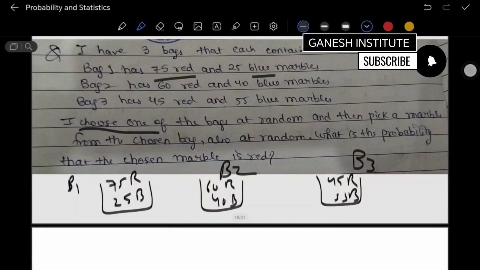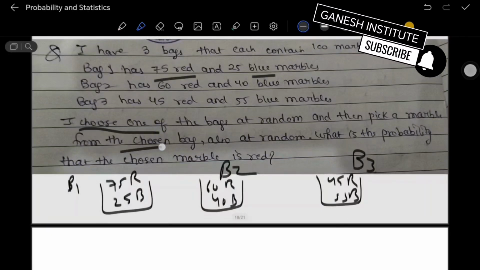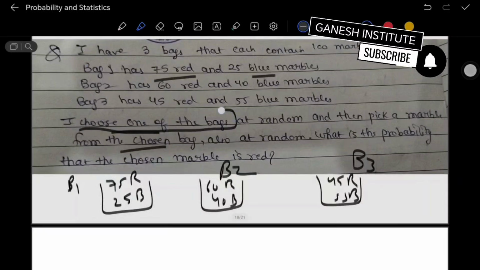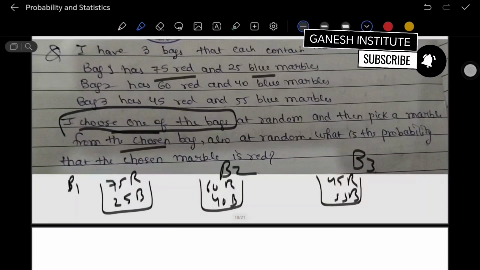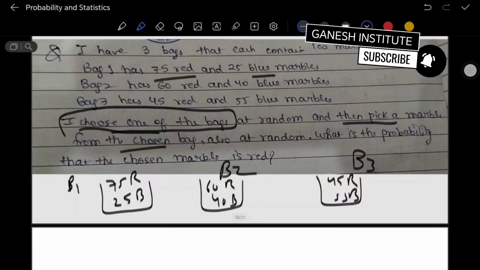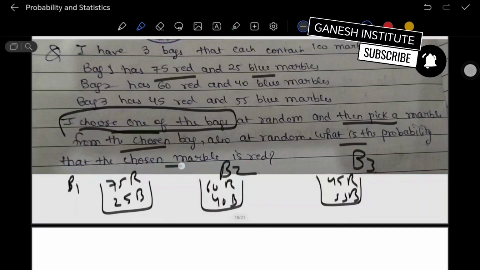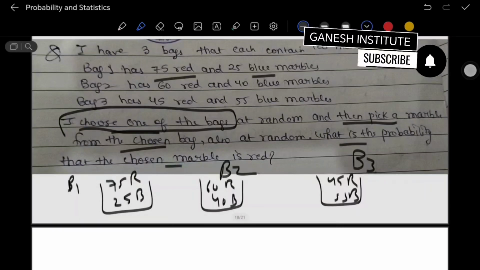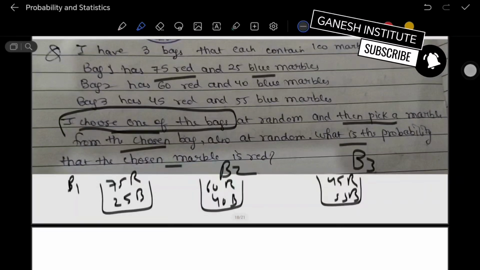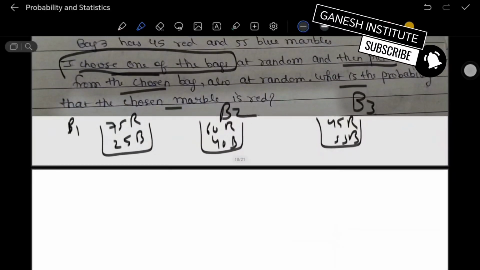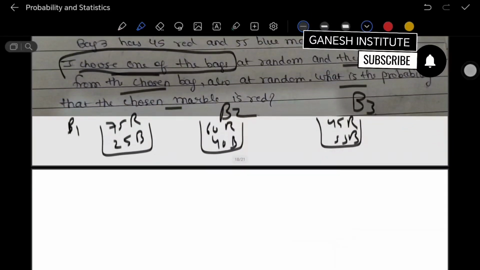You choose one of the bags and then pick a marble from the chosen bag. So you are choosing one of the bags. So there is one probability of choosing a bag, and then you are picking a marble. You need to find out the probability that it is red. So one of the bags has been chosen, that is your given probability, but that has to be red. This is your prior probability, right?